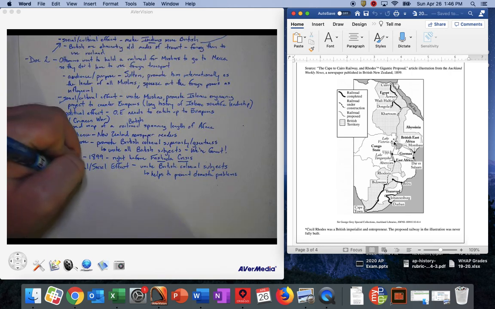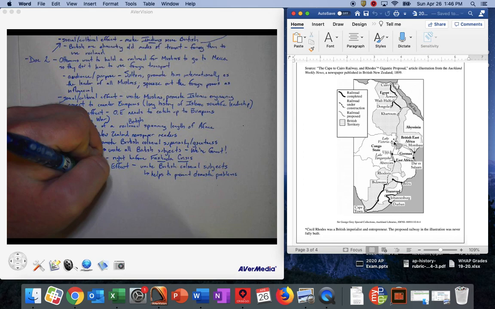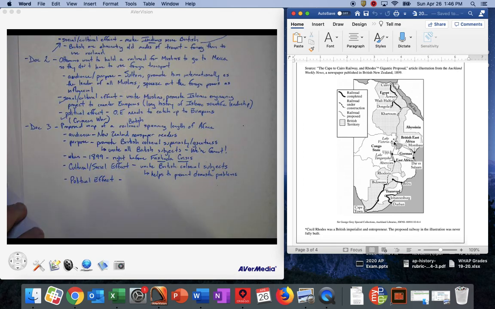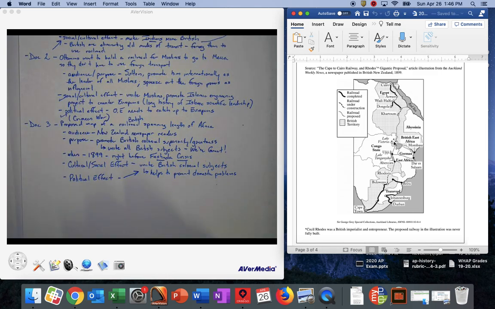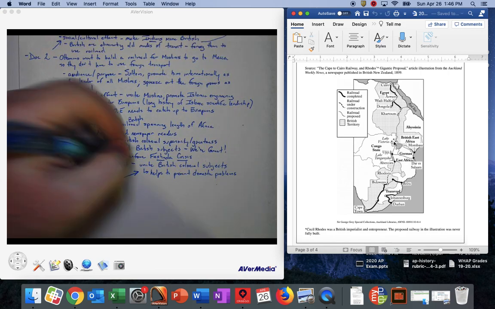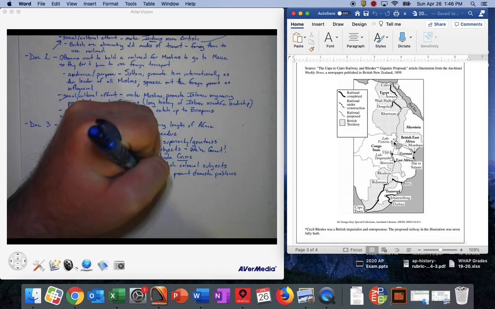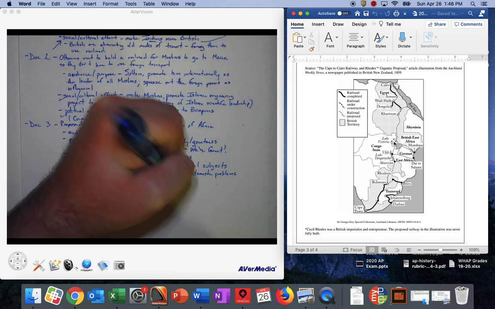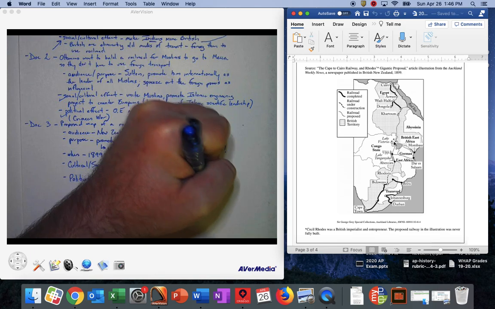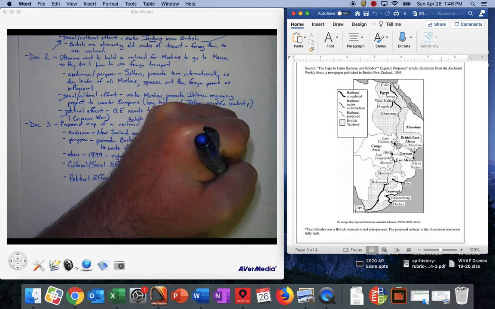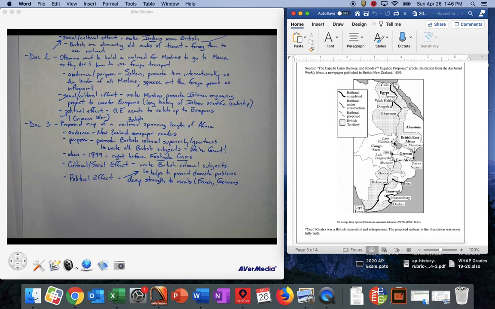There's a political effect for this too. And the political effect here is not only to help prevent domestic problems by taking their minds off of those domestic problems, but also to deny strength to your rivals. In this case, for the British, that might mean the French or the Germans. And you can even see that they're mentioning the Germans here by name.